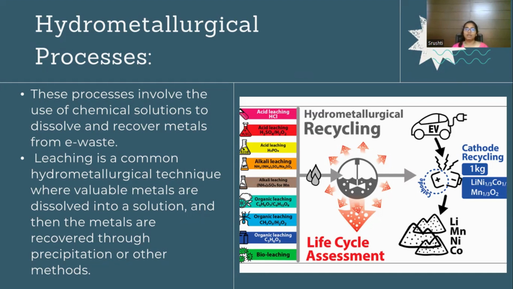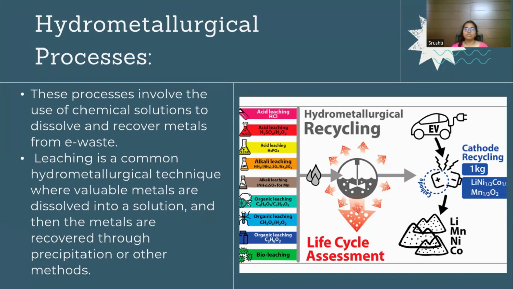The second stage in hydrometallurgy process is chemical treatment. In this chemical treatment, there is leaching of the metal or the metals found. There are different types of leaching. The different types of leaching are present in this image. Acid leaching using HCl, H2SO4, H2O2, and H3PO4, alkaline leaching, organic leaching, and bioleaching.